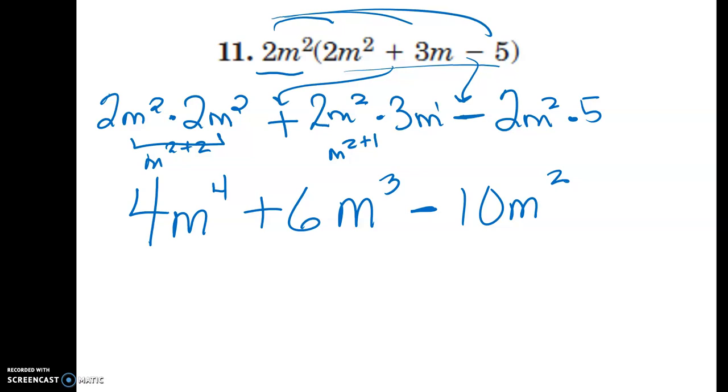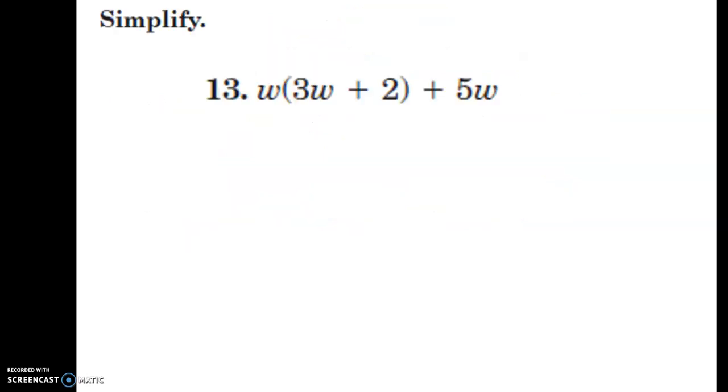Let's try another one. Now here we have quite a mix. We have a monomial times a binomial, but then out on the end we have an additional monomial to worry about. But, you know, we've done this problem before. We've just done it with a number out here in front instead of a letter. So this is going to be the same thinking. So we're going to distribute the first one and simplify. We've got to get rid of the parentheses here, the multiplication.